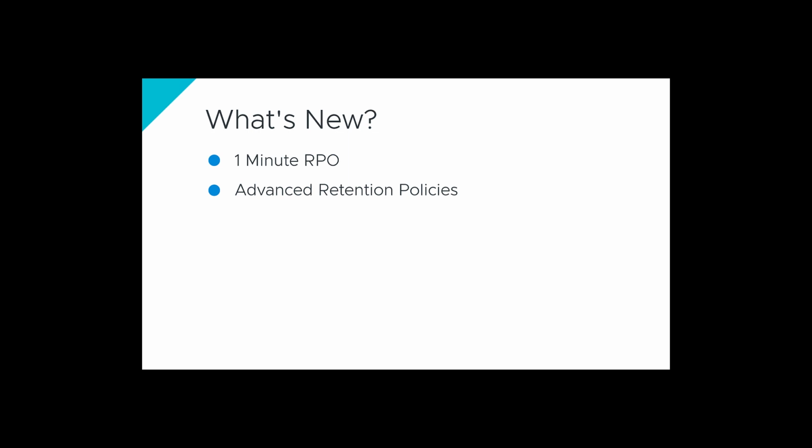In VMware Cloud Director Availability 4.3, there are two new significant enhancements: lowering the minimum allowed RPO from 5 minutes to 1 minute, and the advanced retention policies that control how the rotated instances are spread in time, with up to 5 different retention rules.